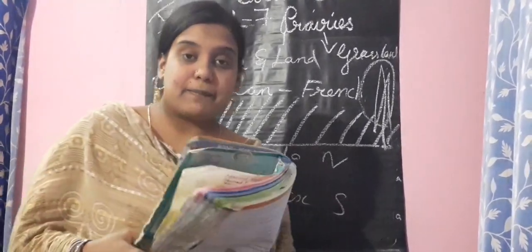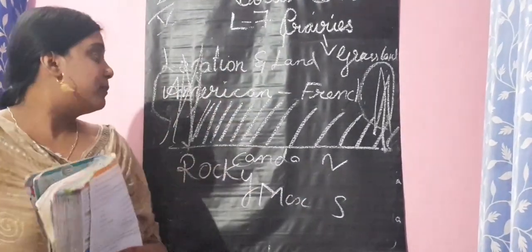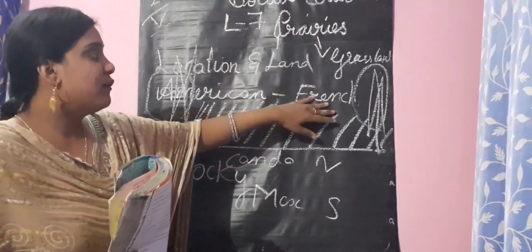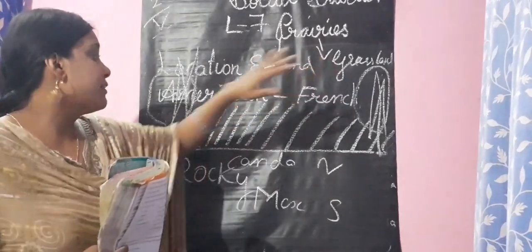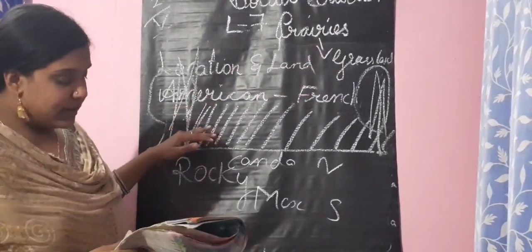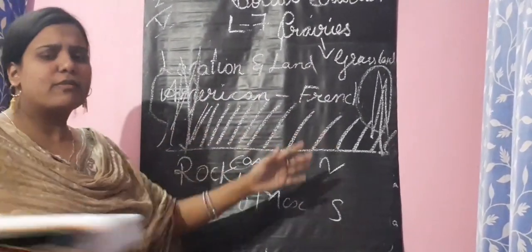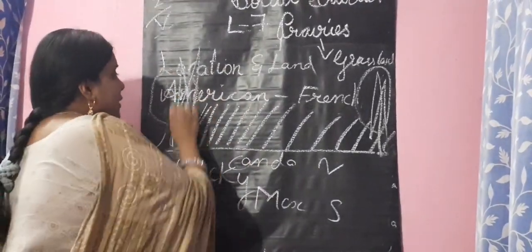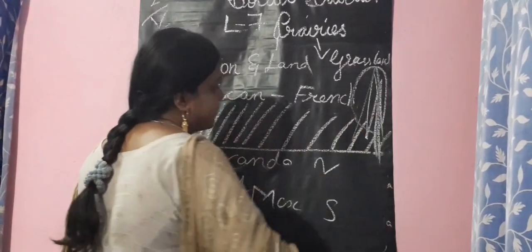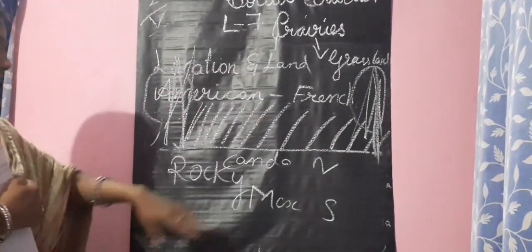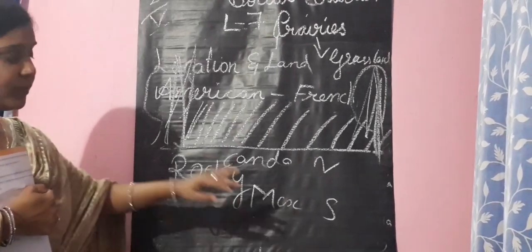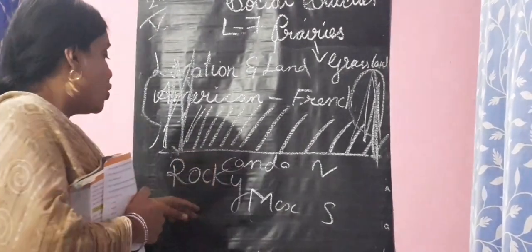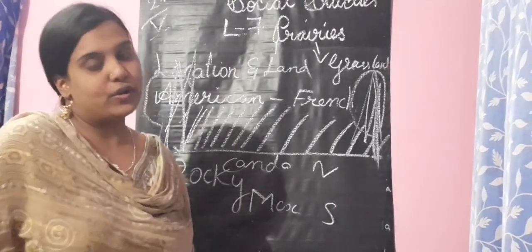So I repeat, location and land. The American prairies were discovered by the French explorers. They gave the French name prairies for the grasslands. The prairies are a vast stretch. Vast means big. A vast stretch of grasses covered by tall, long grasses. It stretches from Canada in the north to Mexico in the south, and is bordered by the Rocky Mountains, the lakes and River Ohio in the east.